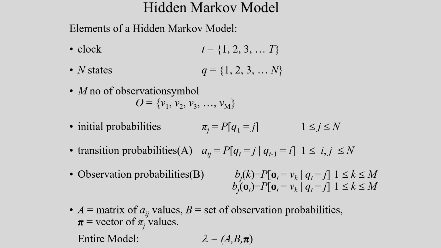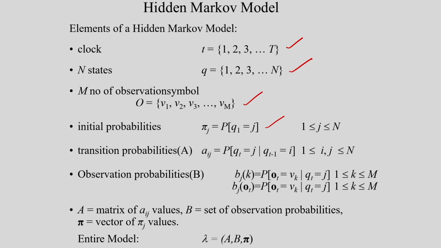And what are the elements of the hidden Markov model? First, the clock. The clock is defined like this: t equals 1, 2, 3, and corresponding to this I have N number of states. Q is the states 1, 2, 3, so N number of states are available, and the number of observation symbols. The observation symbols I am considering are V1, V2, V3 like this.